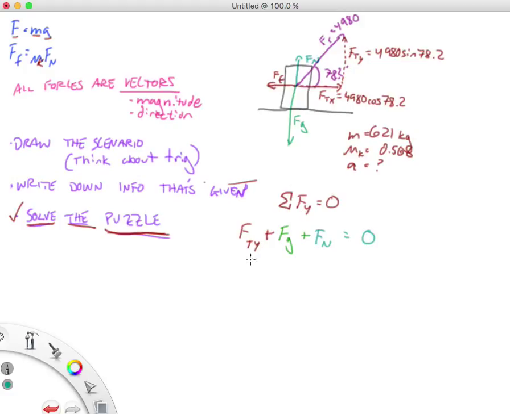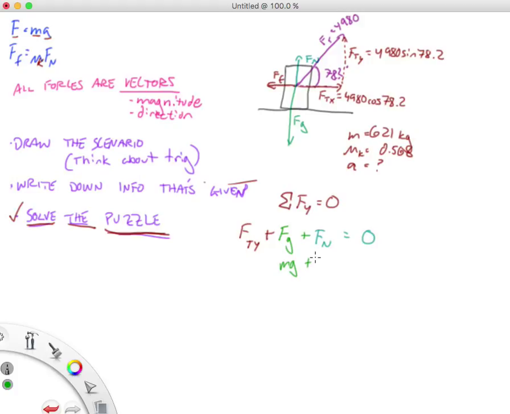So let's figure out what this is. We know what this is right here. We can calculate that in a minute. This force due to gravity is always going to be mass times the acceleration due to gravity. So this right here is going to be mg. We know what those numbers are, we don't need to write them out yet. We don't know what the normal force is. So that's our unknown right here.